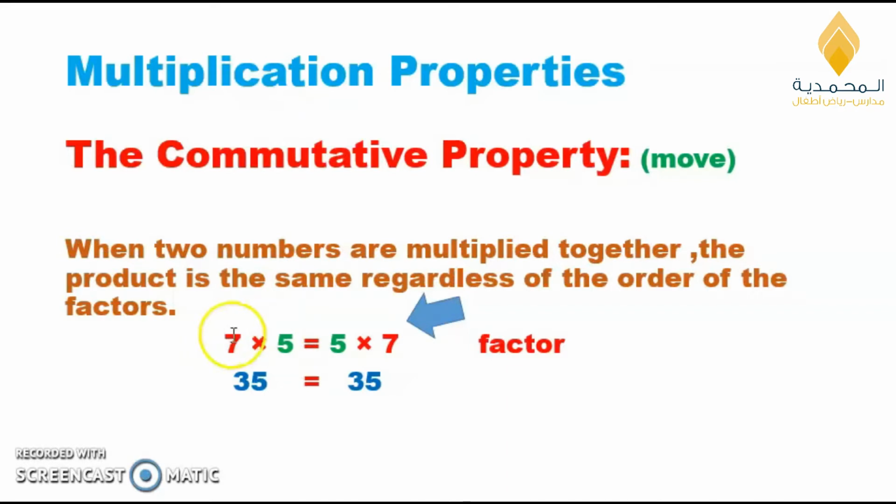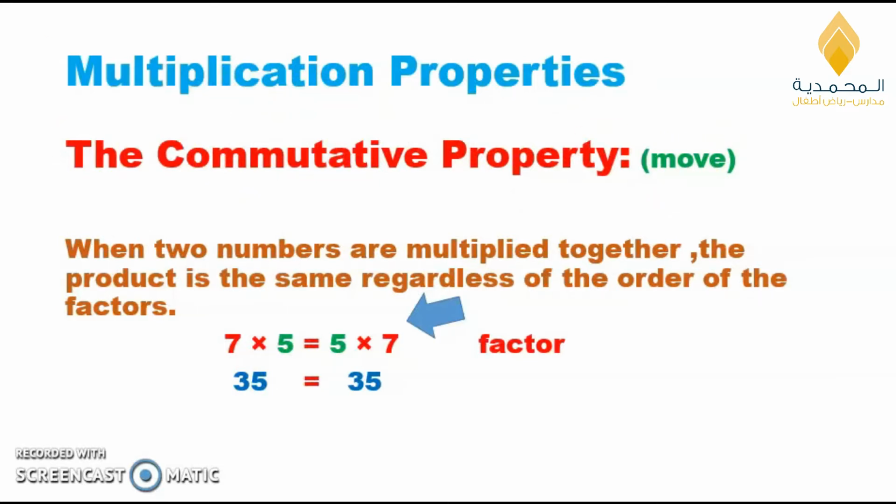So if we say 7 times 5, is it equal to 5 times 7? Why? Because 7 times 5 equals 35 and 5 times 7 also equals 35. So this is an example of the commutative property. We move the factors, we move the place of the numbers, so with commutative, you have to think to move.